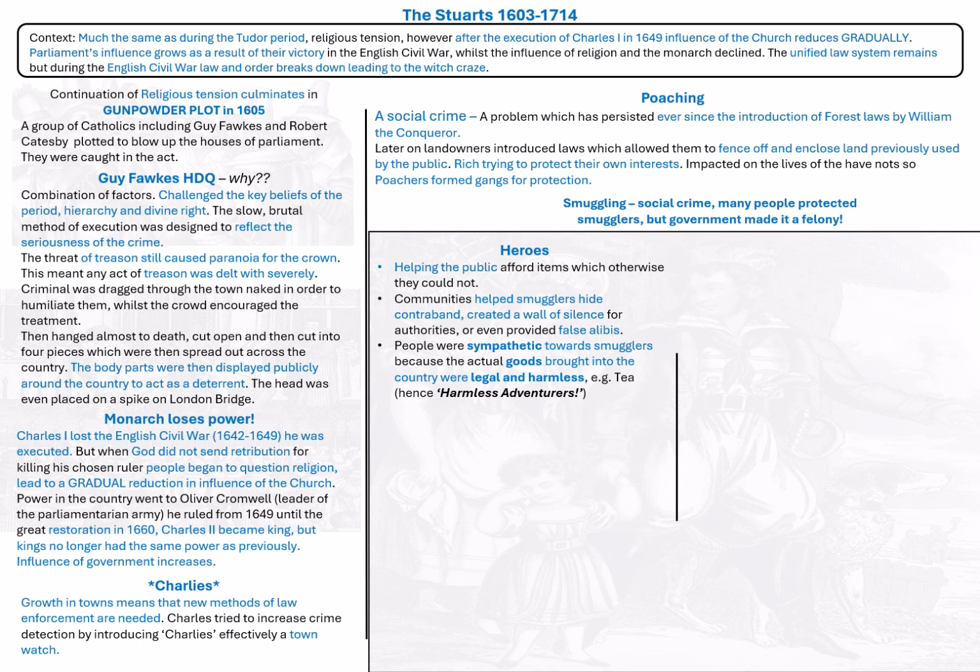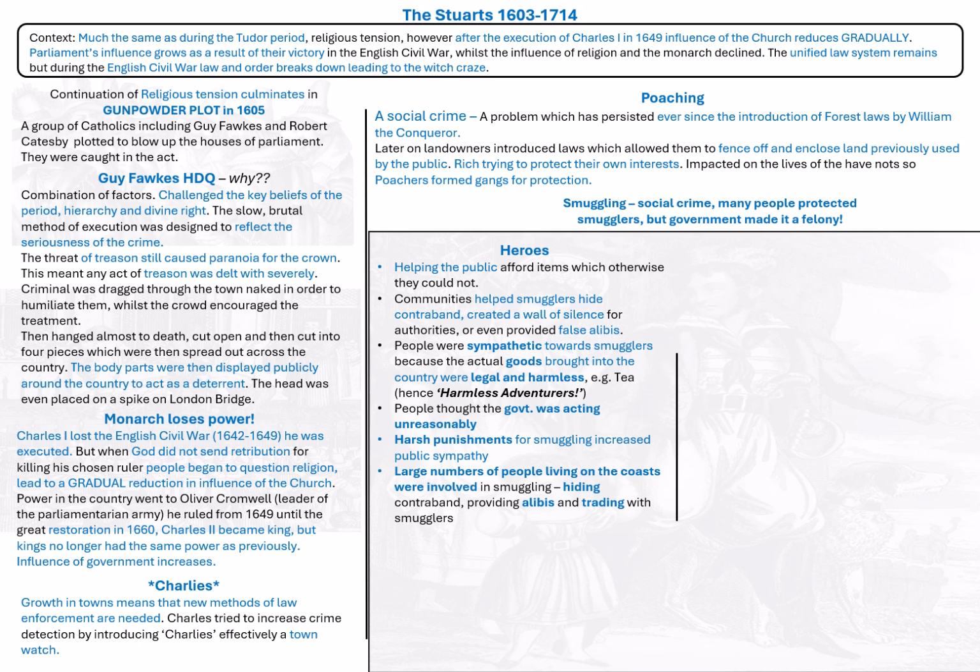People were often sympathetic towards smugglers because the actual goods that they were bringing into the country were legal and harmless. For example, tea. Many people saw smugglers simply as harmless adventurers. This is shown by the fact that a lot of people thought the government was acting unreasonably, one, by introducing harsh taxes on goods, which increased the demand for smuggling in the first place, but also through the use of harsh punishments for smuggling. This also increased public sympathy. So the government makes smuggling a crime punishable by death, and therefore now you can actually be killed for smuggling harmless goods. Effectively, this is authorities trying to protect their own interest because smugglers weren't paying taxes.